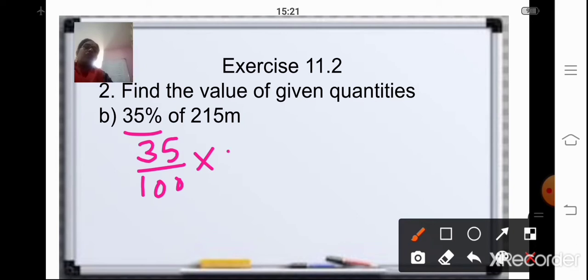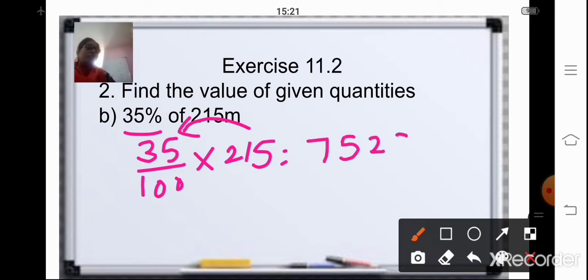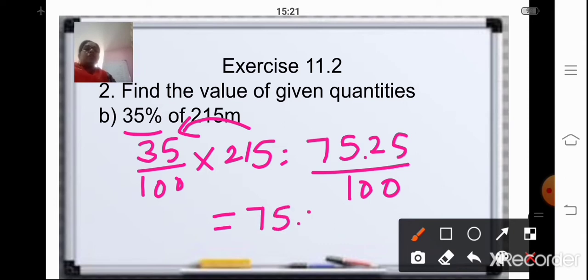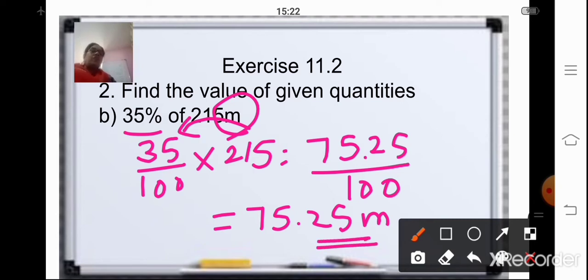into 215. Now when you multiply these two numbers, you'll get the answer as 7525 upon 100. Okay. So placing the decimal point as it is divided by 100. So your answer will be 75.25. Now what is the unit here? The unit is meter. So you'll write the answer as meter. So your final answer is 75.25 meter.